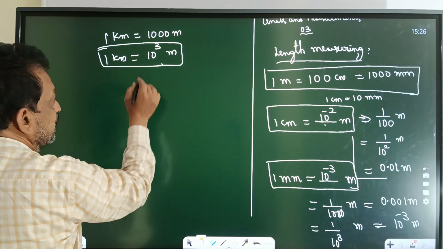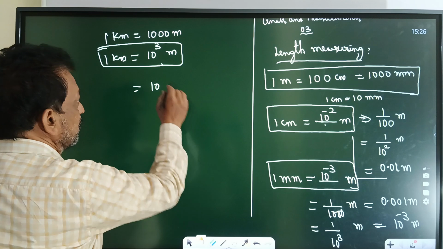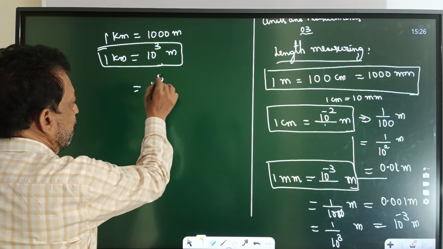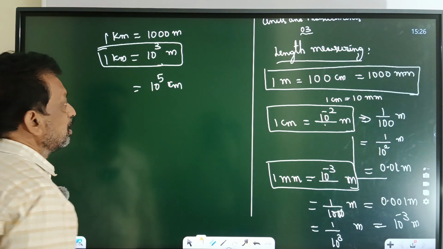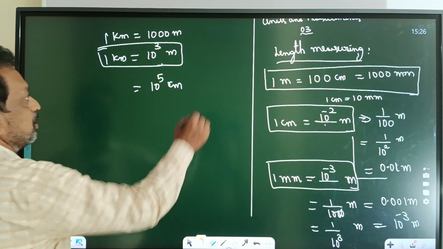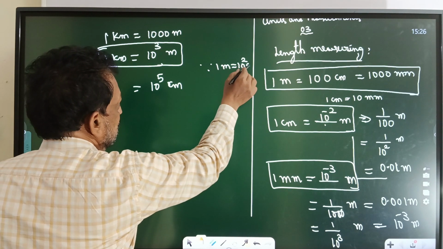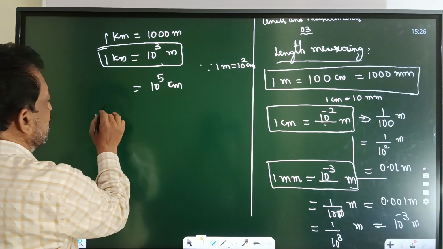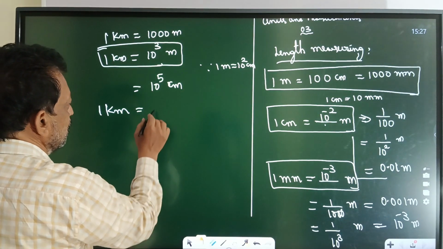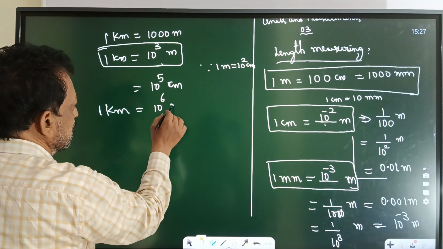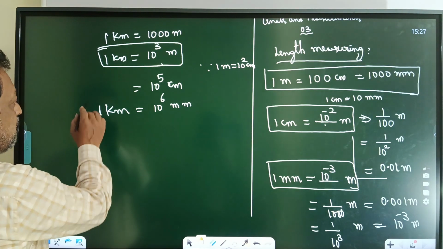Or in terms of centimeter, 1 meter is equal to how many centimeter? 10 square centimeter. So 1 kilometer is 10 to the power of 5 centimeter. Why? Because 1 meter is equal to 10 square centimeter. If you want it in millimeter, 1 kilometer is equal to how many millimeter? 10 to the power of 6 millimeter.